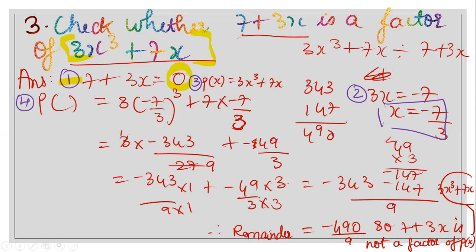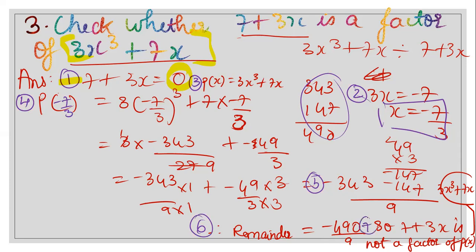So this is the fourth one. P of what is our x value? Minus 7 by 3, right? Substitute the value here. You will get minus 343 by 9 minus 49 by 3. You have to take the LCM, and your next step is the fifth one, which is minus 343 minus 147 by 9. You do the calculation, which I have done right here. Then this is your sixth step: the remainder is equal to minus 490 by 9.